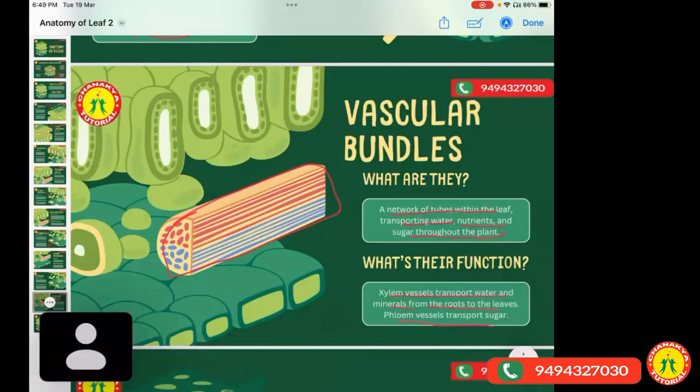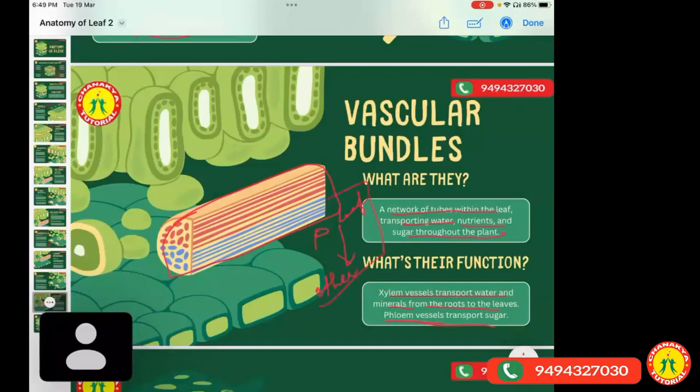So xylem will be transporting the water and the minerals from roots to the other parts of the plant, whereas the phloem will be transporting the sugar or the food. From where to where? The phloem transports the food from where to where? Leaf to other parts of the plant. Very good, Dhriti. So leaf to the other parts of the plant.